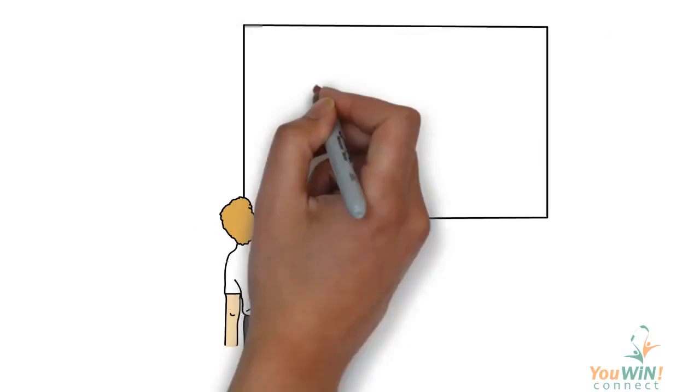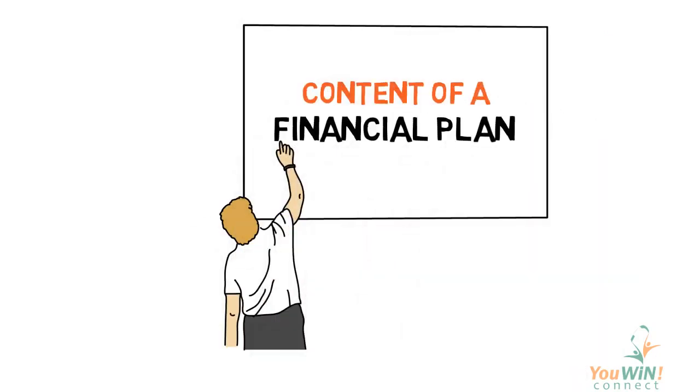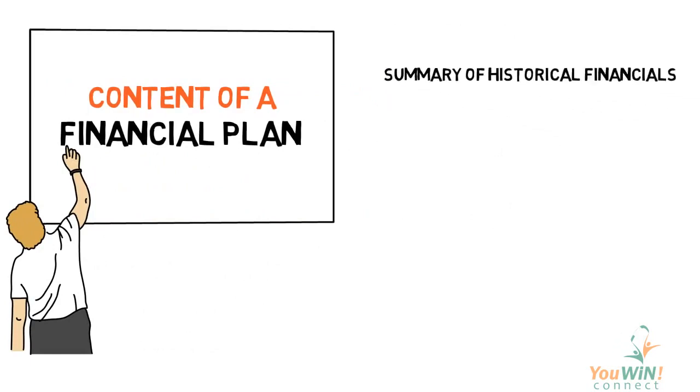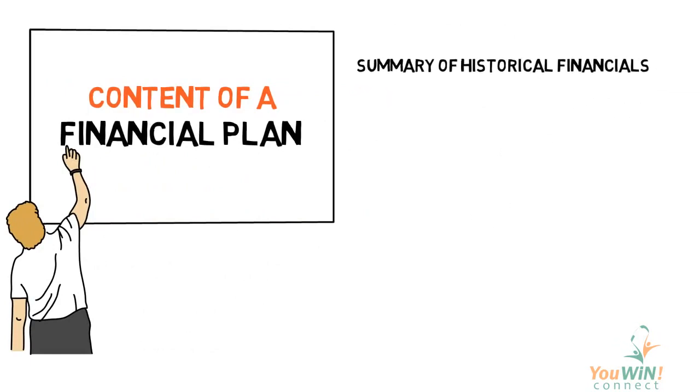So, what are the contents of a financial plan? There are three main components or contents in the financial plan. First is summary of historical financials. So this will include the growth of turnover, profitability, property balance for at least 2 years, and other attached illustrated data. This section of the business plan should not be over 2 pages long.